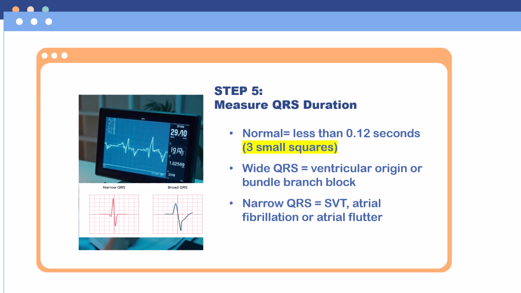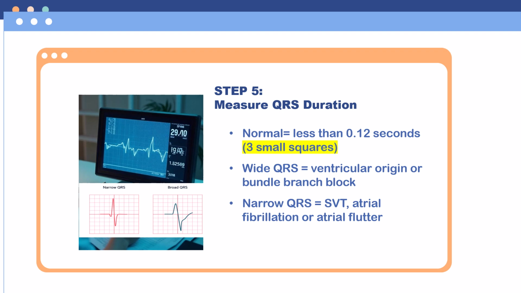If it is more than 3 small squares, maybe 4 or 5, it means there is some sort of bundle branch block going on. If it is narrow, we know narrow QRS means SVT, atrial fibrillation, atrial flutter. As you can see here, narrow. Your QRS complex is quite narrow. It is less than 3 small squares.